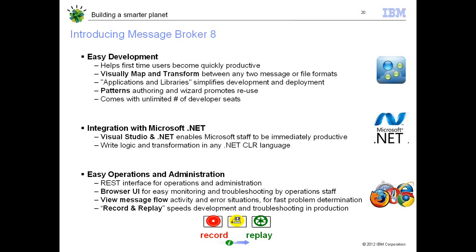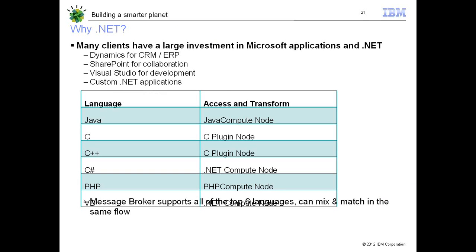Okay, going to the next slide. I'm on slide number 21. So now let us see the .NET capabilities we added in version 8. This is a key feature added in version 8. So why .NET? Prior to this, the integration mechanism with .NET applications was through web services only, and there were a few limitations, and because of that, .NET applications and Message Broker applications couldn't be integrated very well.